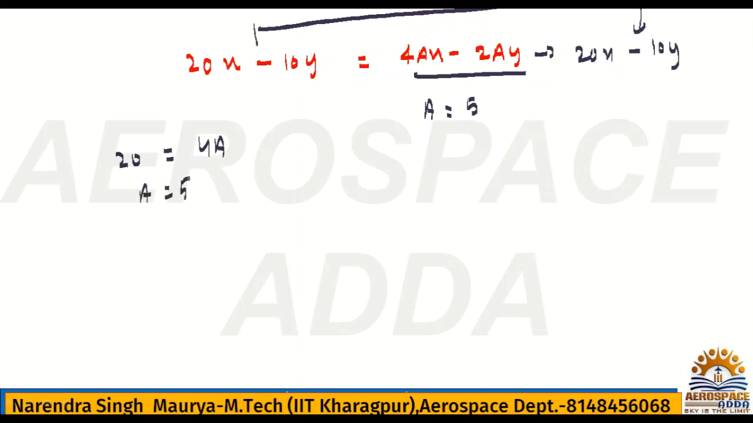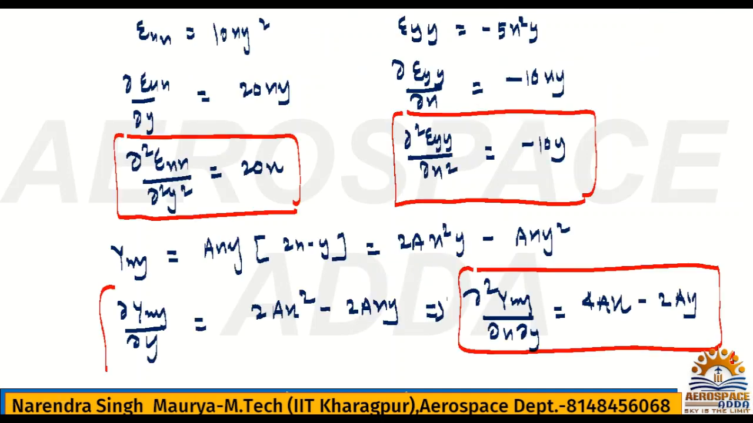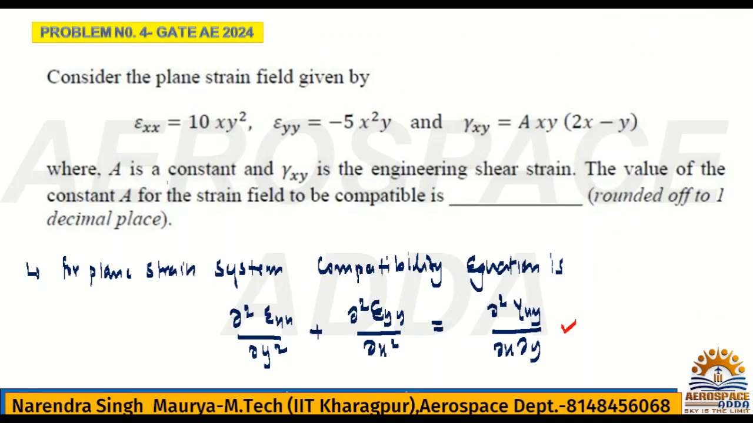Similarly, take the y coefficient. What is the y coefficient? It's minus 10, and here it's minus 2a. So what is a? It is 5. So overall, the value of a is nothing but 5. Done. They had asked the value of a, a is constant, for the strain field to be compatible. To be compatible means it should satisfy the compatibility equation. For plane strain, I already explained nicely in the lectures that this is the compatibility equation, simple only.